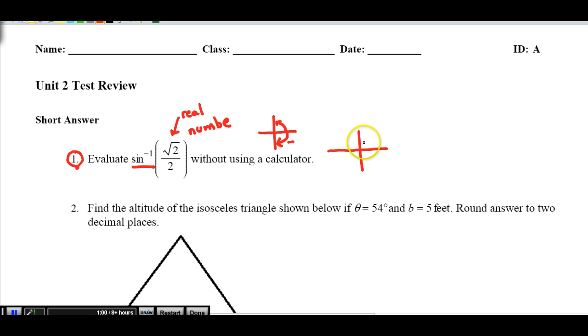So my angle will be pi over 4, because positive pi over 4 gives us a triangle that is 1, 1, square root of 2. So the answer to this question is pi over 4.